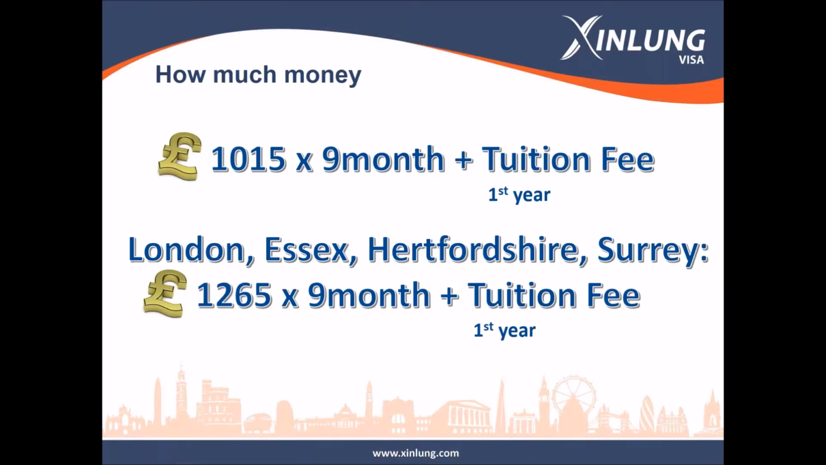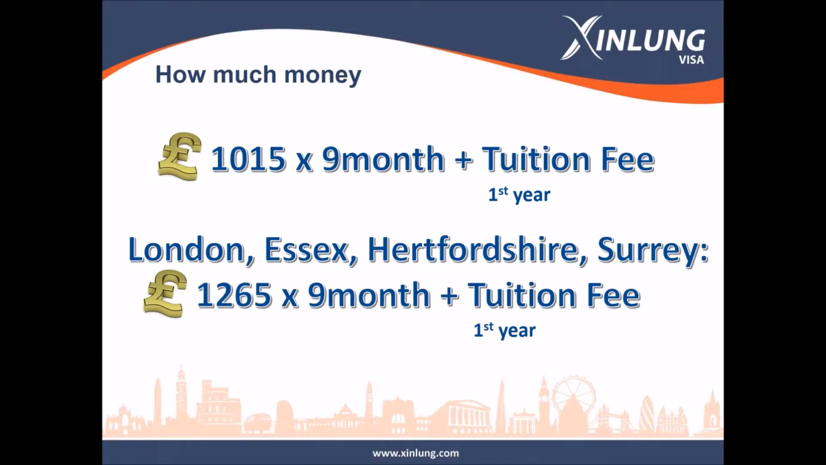However, some students ask me, oh, my course is only 6 months, it's not even 9 months, how much money should I have? If your course is shorter than 9 months, you need to have the required amount per month times the full course length. So if your course is only 6 months and you study outside of London, you need to have £1,015 times 6 plus all the tuition fees.